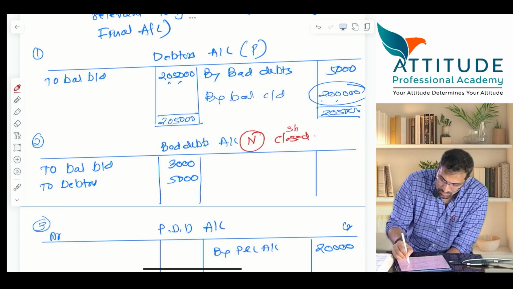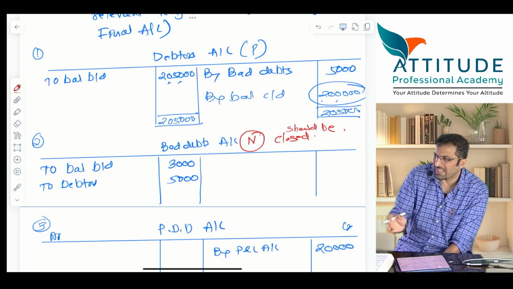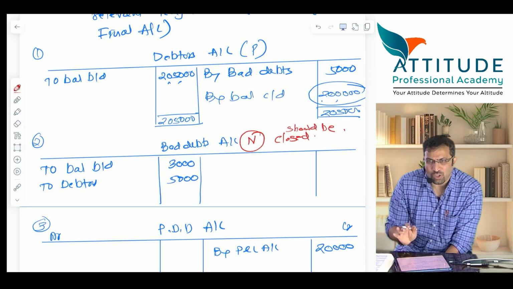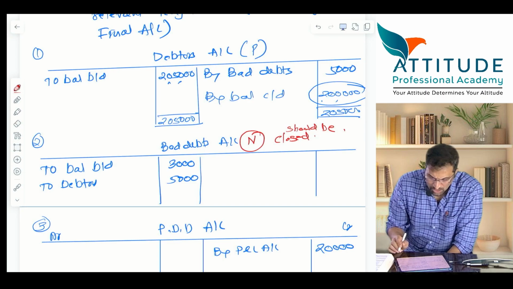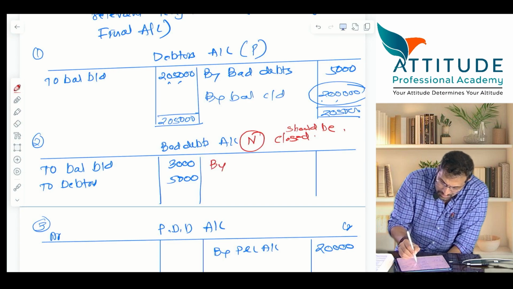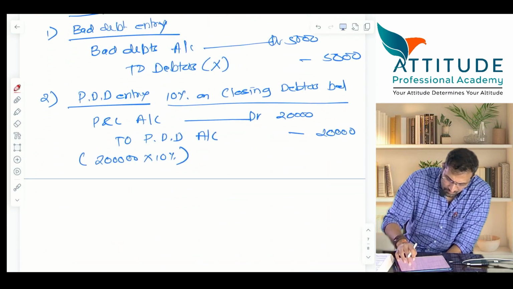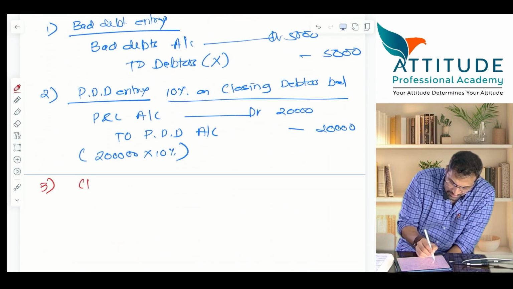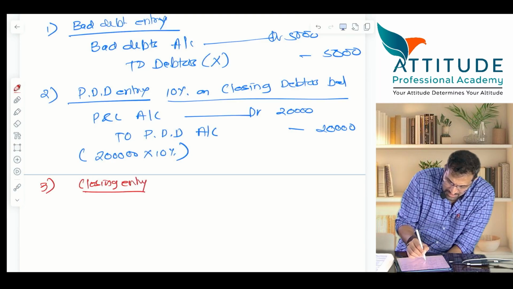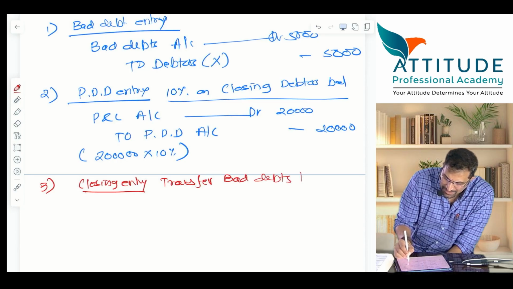Should be closed. You don't write all those things. If you want, you can write. Just writing for your information. You already know nominal account should get what? Closed. Tell me by profit and loss account. Entry क्या आएगा? Third entry. Closing entry. Transfer bad debts to what? Profit and loss account. Correct?